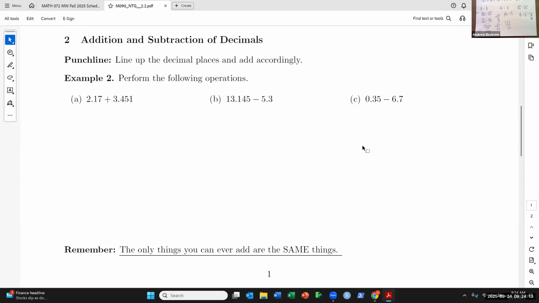Now, if we're looking at some numbers like these, it says line up the decimal places and add accordingly. And notice that it says here, add accordingly, and then what does it give you here? A minus sign. What does it give you here? A minus sign. So what is that trying to tell you? Subtraction is just addition, but you're adding a negative number. Does that help out at all? Probably not.